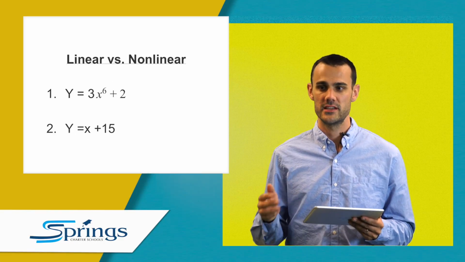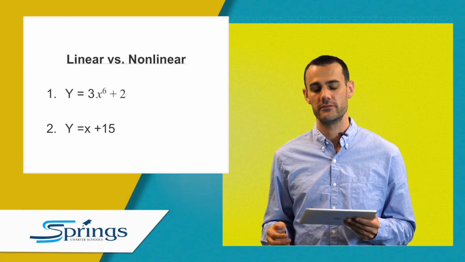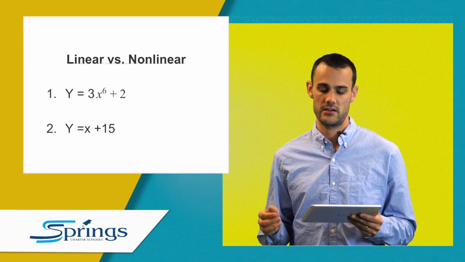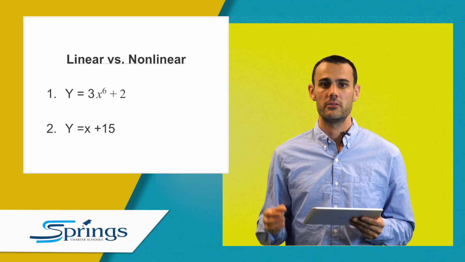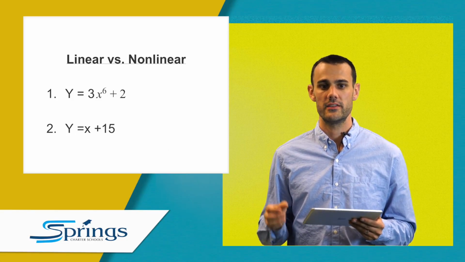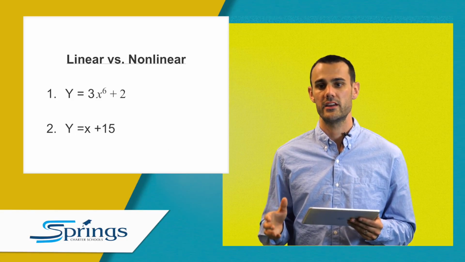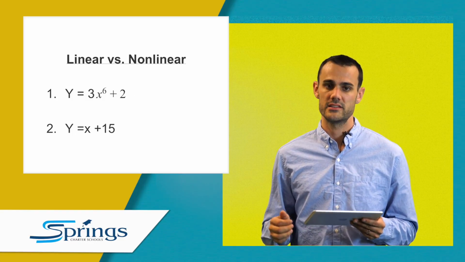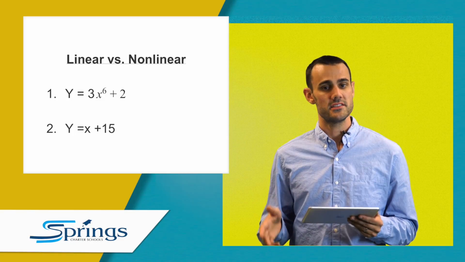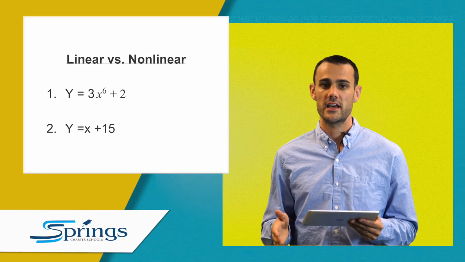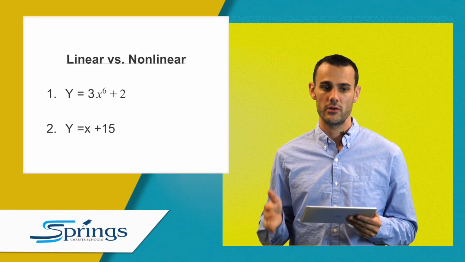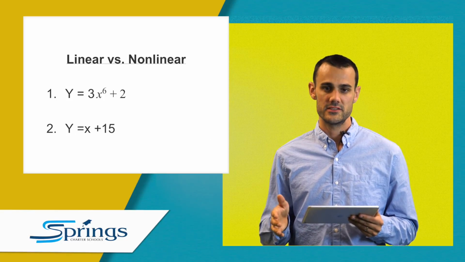Here's a little quiz to end the chapter review about linear and nonlinear functions. The first question we have, y equals 3x to the 6th power plus 2. Now, we see that exponent right away. That should be the big indicator that we have a nonlinear function. And lastly, we have y equals x plus 15. So we don't see an exponent on the variable, so it's in that nice, easy format, y equals mx plus b. When we see that, we know it's linear.